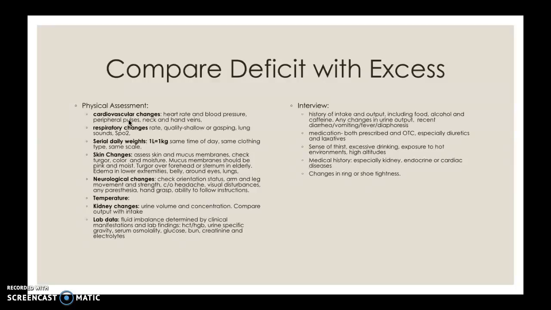Urine-specific gravity would be up with deficit because the urine would be more concentrated, and down with excess. Serum osmolality would be more concentrated, so it would be up with deficit, less concentrated with excess, and the same with the glucose, BUN, and creatinine. Electrolytes too. They would just show the hemodilution versus the hemoconcentration.